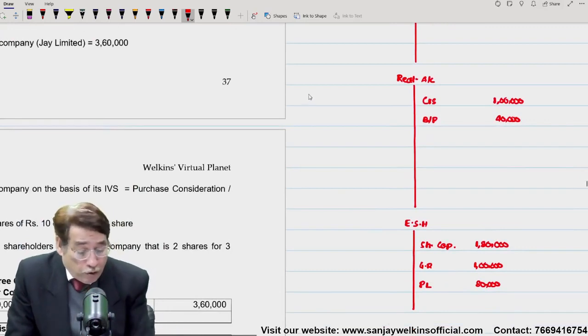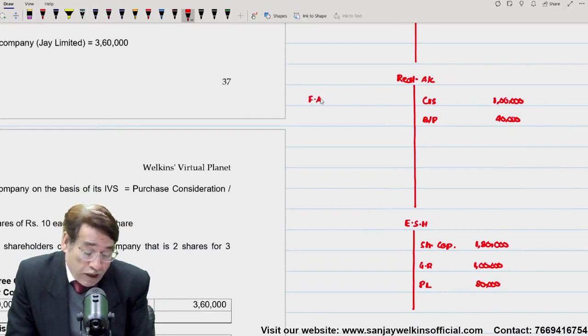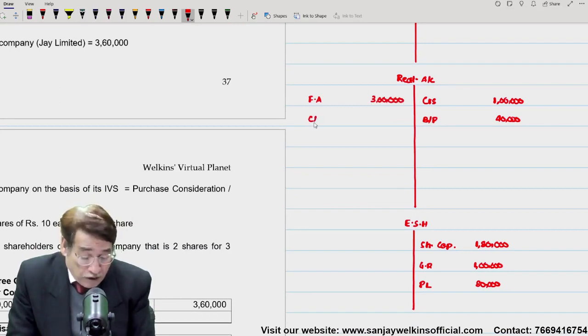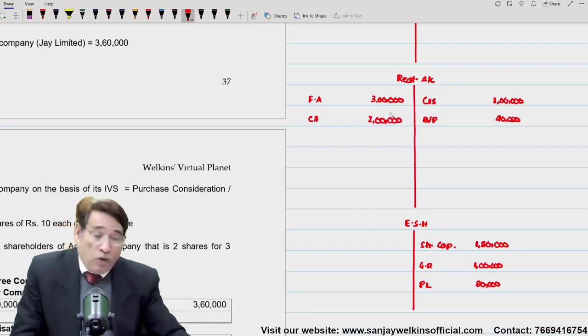Now we move over to the asset side. There are only 3 items. In fact, 2 items of asset as far as the acquiree company is concerned. Fixed asset or property, plant and equipment is equal to 3,00,000. Then we have got in this case current asset, which is equal to 2,00,000. No investments were there.